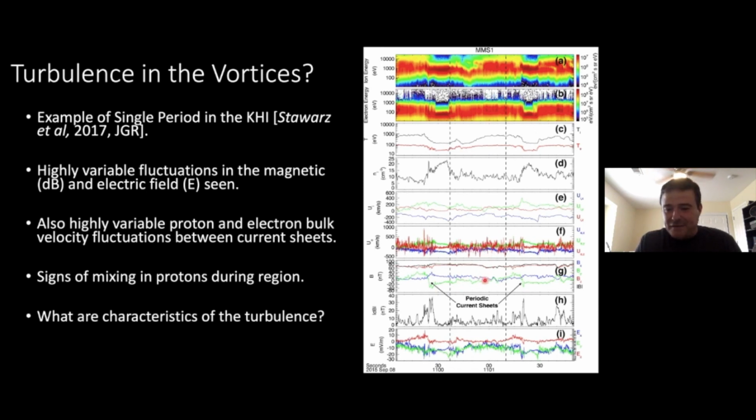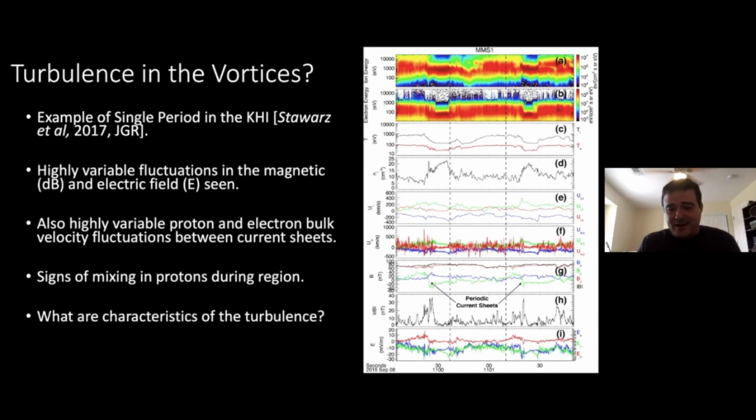We see really violent fluctuations in the electron velocities. We see magnetic fluctuations. Here you can see an RMS dB fluctuation of the magnetic fields, and you see it's really rippling all through here. And we can see fluctuations in the electric field. So in this region between the compressed current sheets, in the middle of the vortices, there are a lot of fluctuations. This is a potential sign of turbulence.